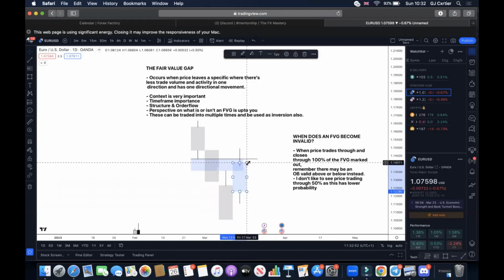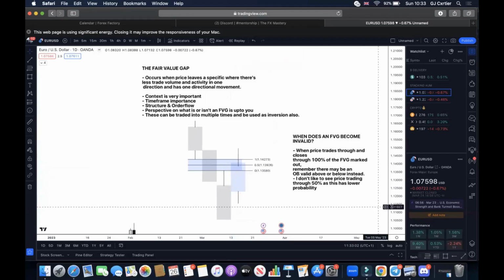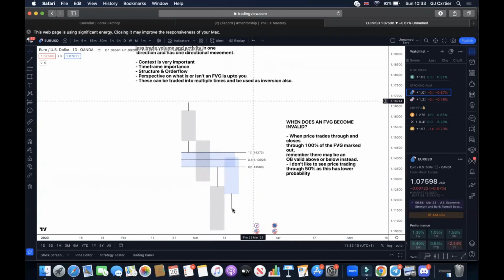But personally, I don't like to see my fair value gaps close through the 50% level of the gap. Why do I not like this? Well, this shows that the fair value gap isn't as strong as we thought it was, and that price will probably break through and tap into something, perhaps an order block in this region up here, or a further price point, or there was a market structure shift.